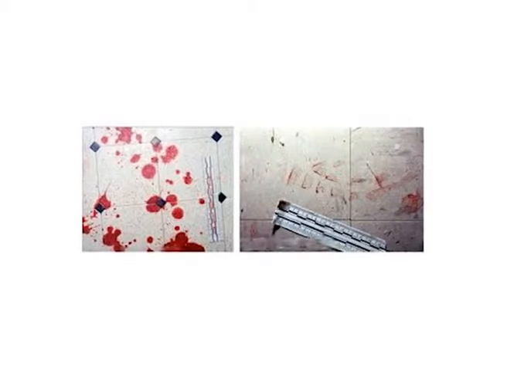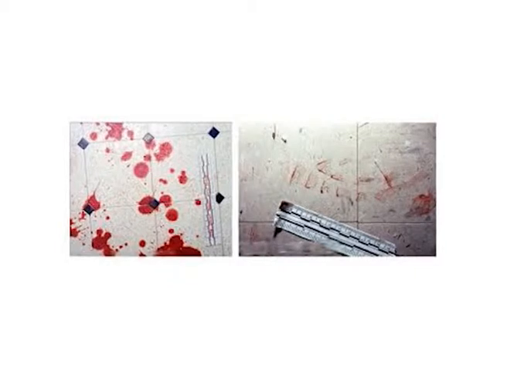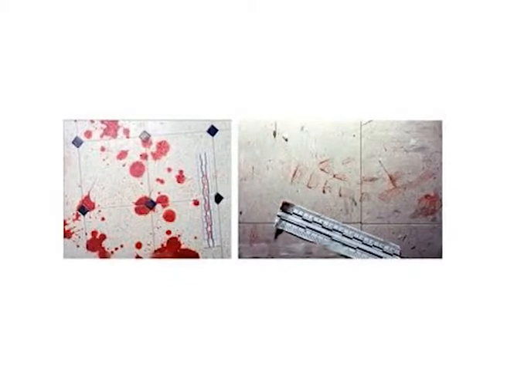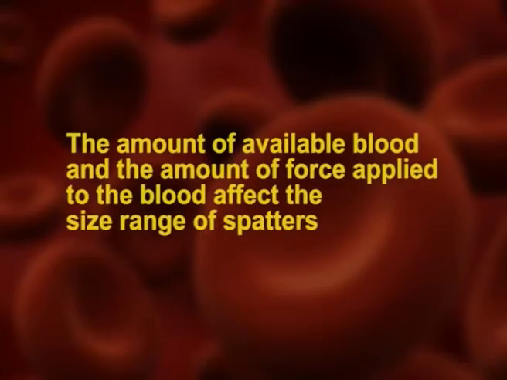Spattered blood is defined as a random distribution of blood stains that vary in size and may be produced by a variety of mechanisms. The quantity of spatters produced by a single mechanism can vary significantly depending on the quantity of the available blood. The amount of available blood and the amount of force applied to the blood affect the size range of the spatters.